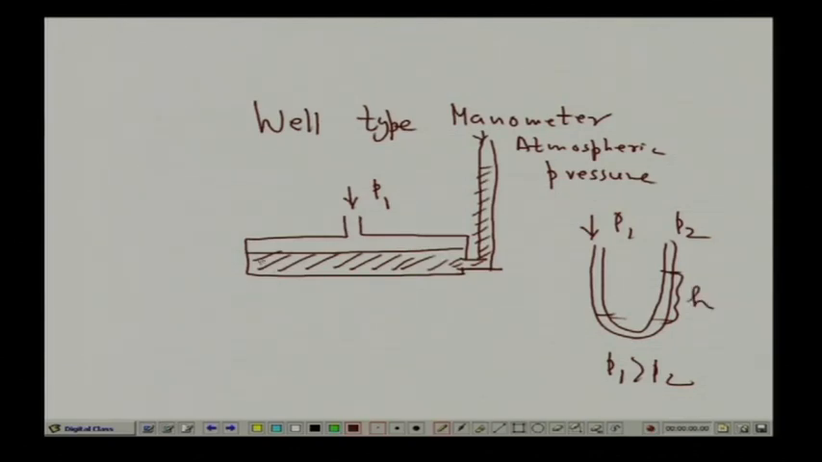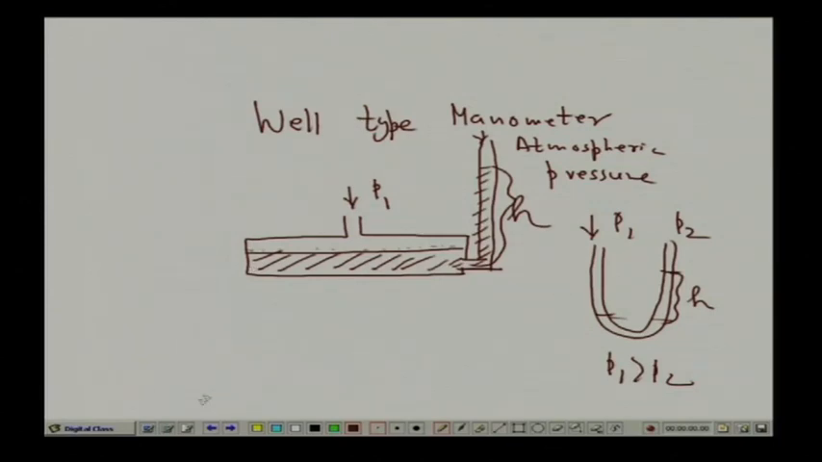Now, here, if the pressure P 1 is higher than atmospheric pressure, this liquid will come down by an infinitesimally small length. So, I have to measure only this one h. I should not bother about the difference of height of the liquid in the well. Whenever this pressure is relieved, the liquid will come back to its previous position. So, this small difference of height we should not bother about. That is the advantage of the well type manometer, or cistern manometer, right.